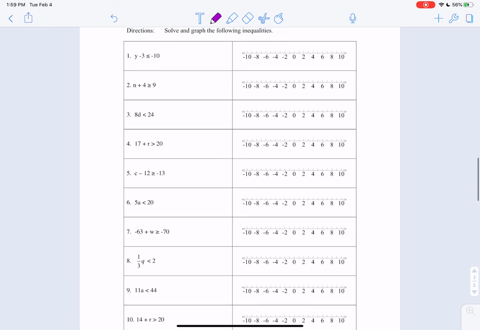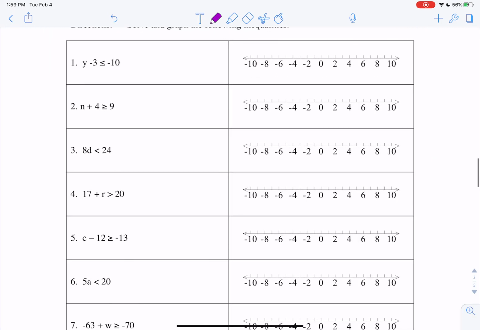Welcome back. All right, so for the first one, you should have gotten y is less than or equal to -7. I would put my bubble on the -7. We have the equal sign, so my bubble's filled in. Y is all the numbers less than, so my arrow's going to go to the left. For number 2, you should have gotten n is greater than or equal to 5. I'm going to put my bubble on 5. We have the equal sign, so my bubble's filled in. And if n is all the numbers greater than or equal to 5, I'm going to point to the right.